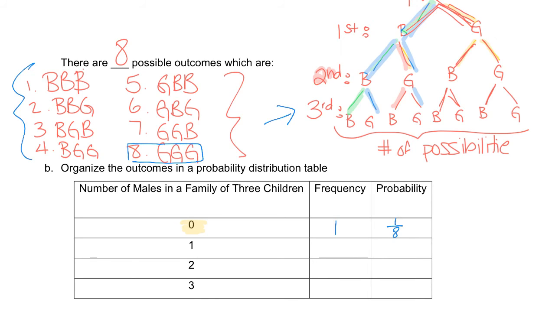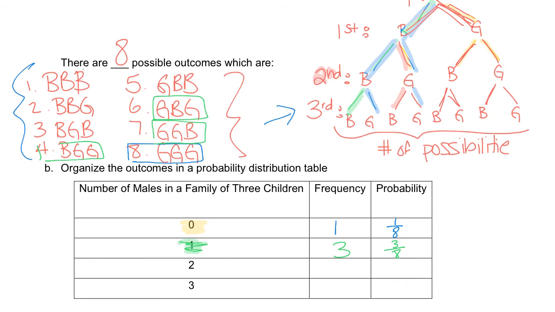Okay, so now let's take a look at the frequency that it happens where we only have 1 boy. So we can go back and take a look at our options for 1 boy. Here we have 1 boy, so boy, girl, girl. Here we have 1 boy here. Here we have 1 boy here. So in total, there's 3 times that it could happen where we only have 1 boy. So this would be 3 out of the total possibilities, which is 8.